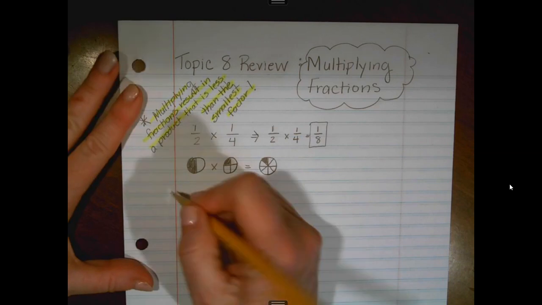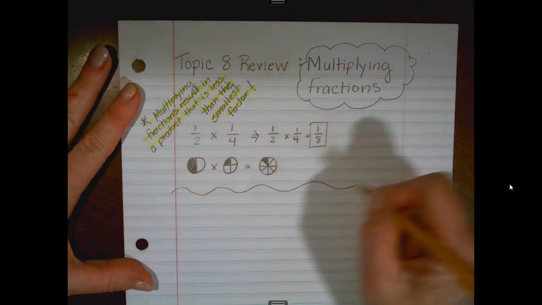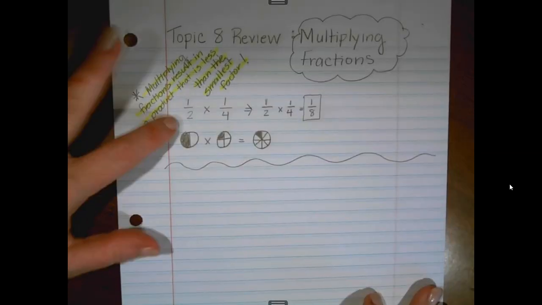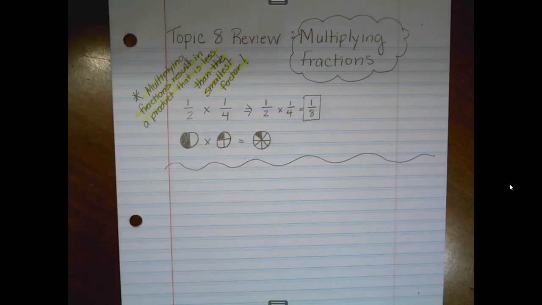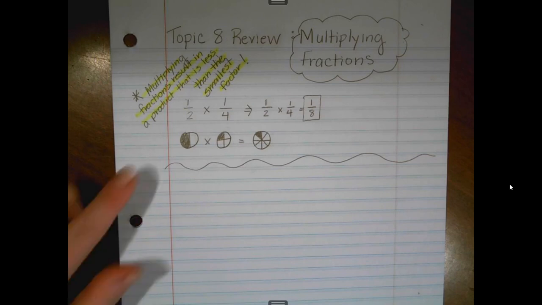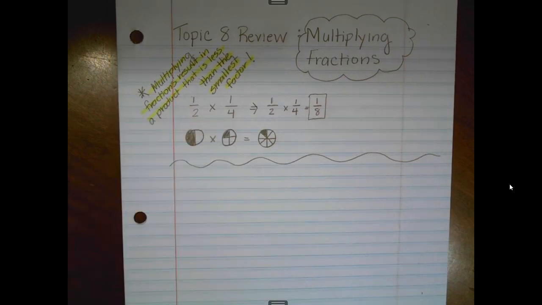All right, so if you have that understanding that when you multiply a fraction times a fraction, since both of those numbers represent something less than 1 whole, your answer is going to be less than 1 whole, and it's going to be less than the smallest factor. All right, so let's go back and just go through the lessons.